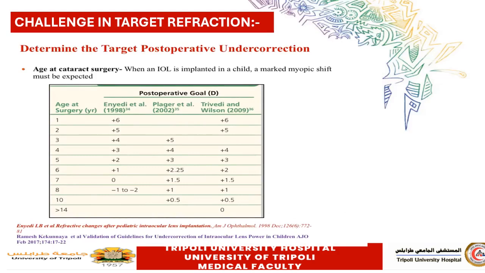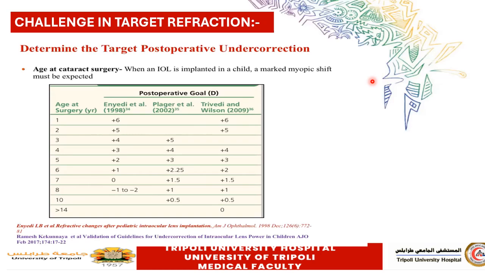The other important challenging point in pediatric cataract, as I said in the introduction, is the determination of the target postoperative refraction and the calculation of the IOL power. In view of the principle of emmetropization that I have explained before and the myopic shift that will happen after the surgery according to the age of the patient, there are different protocols and regimes designed to predict the postoperative undercorrection needed so that by the age of 8 years, the patient will reach ideal emmetropization.